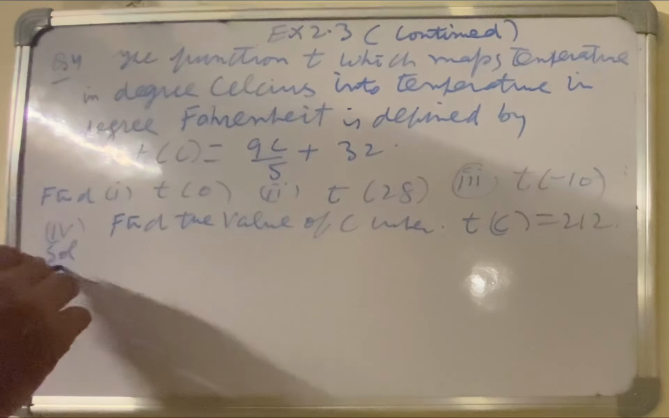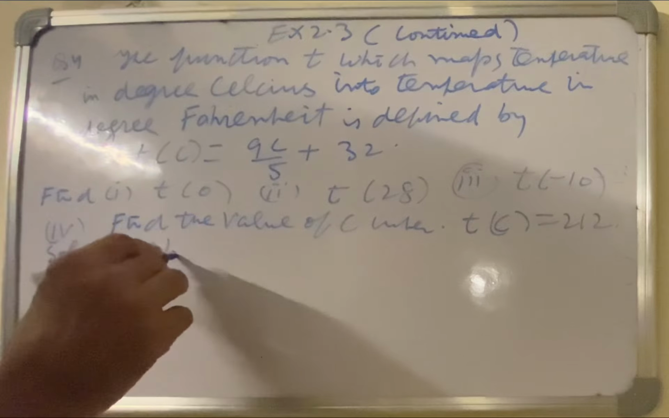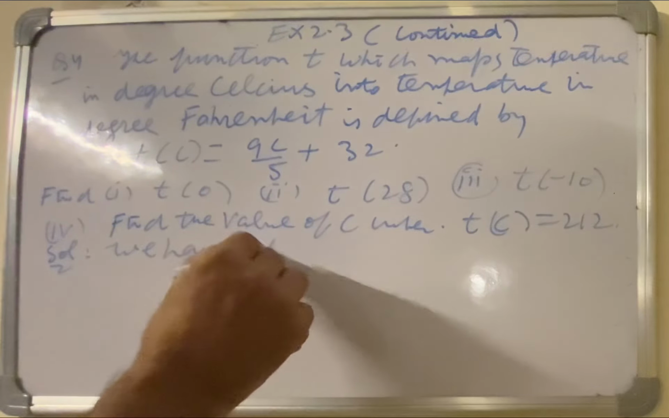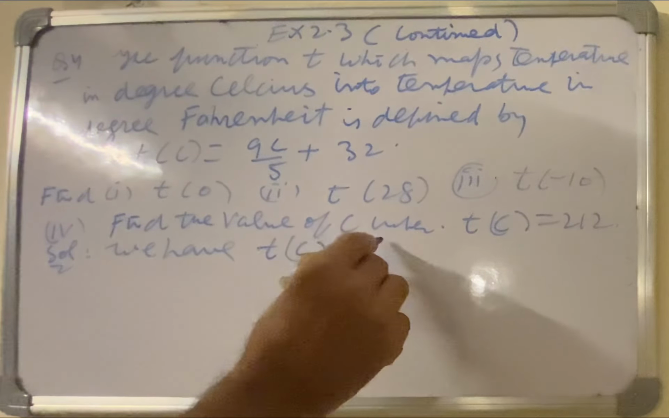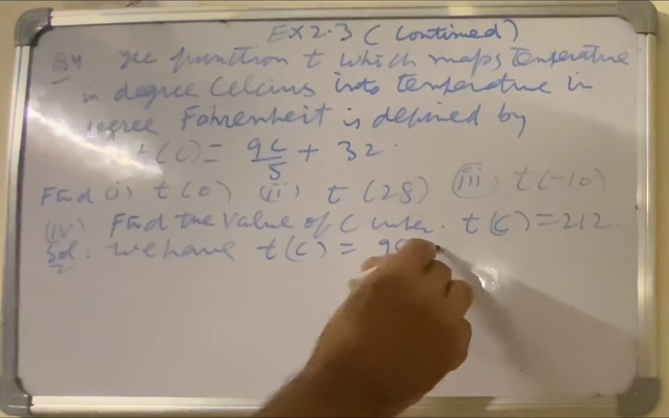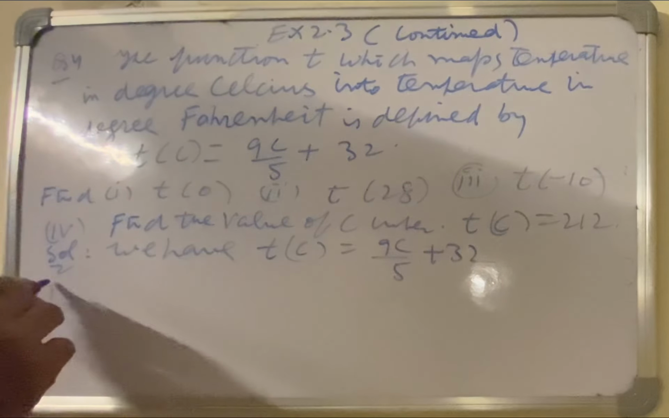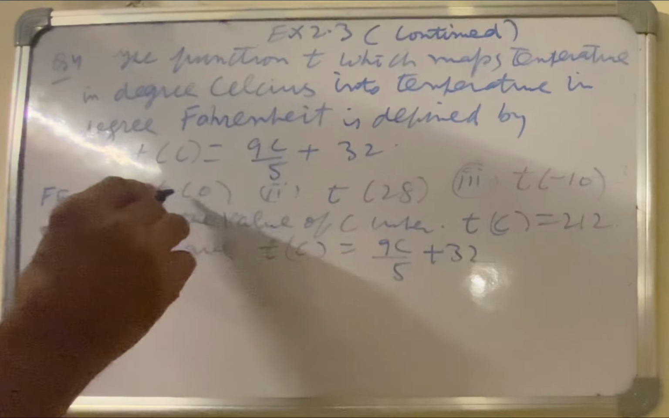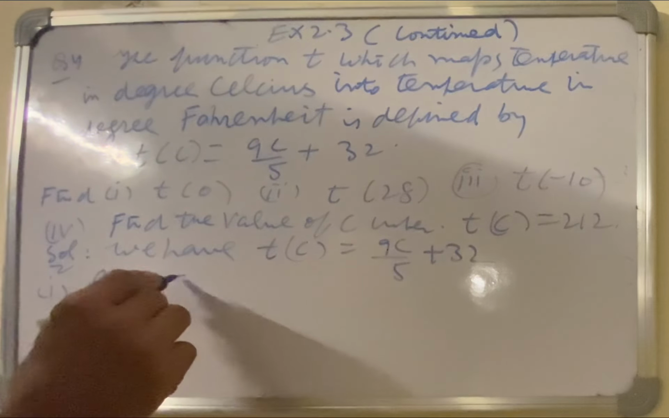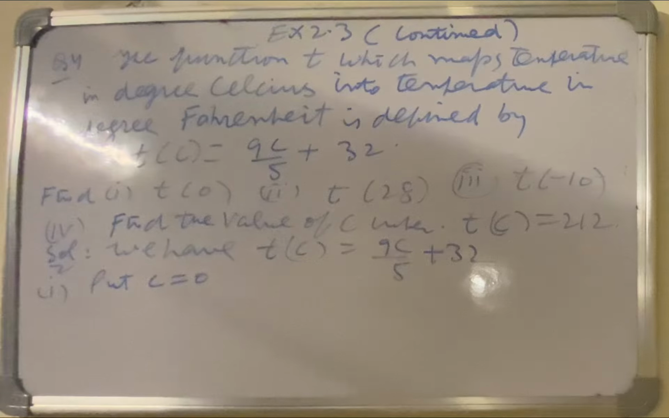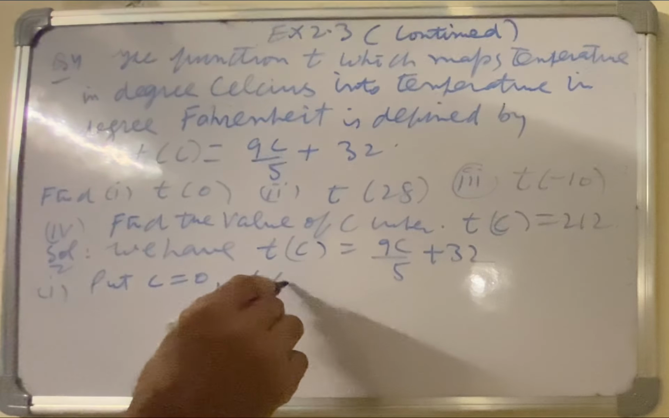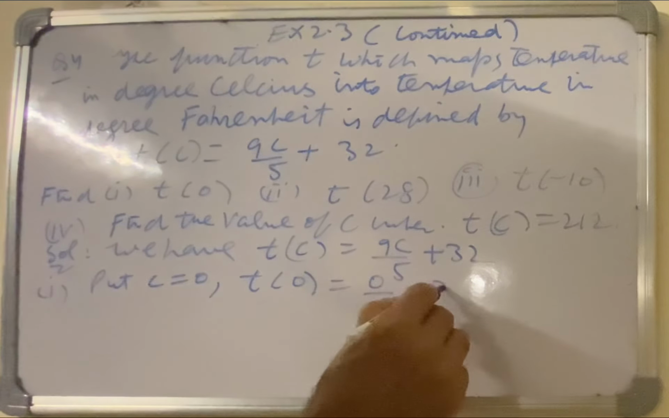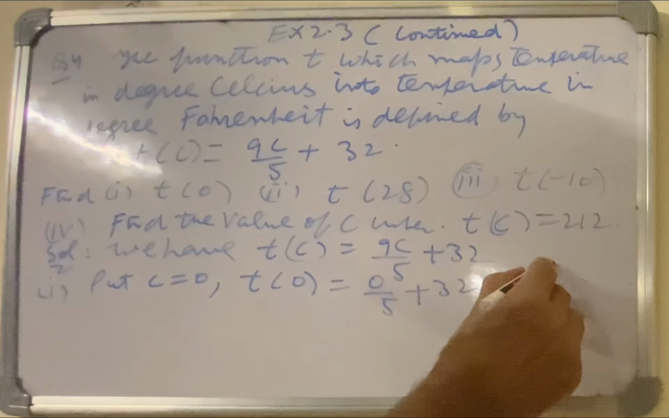Solution, we have T(C) is equal to 9C over 5 plus 32. First part, put C is equal to 0 to find T(0). So we get T(0) is equal to 0 over 5 plus 32 is equal to 32 degrees Fahrenheit.